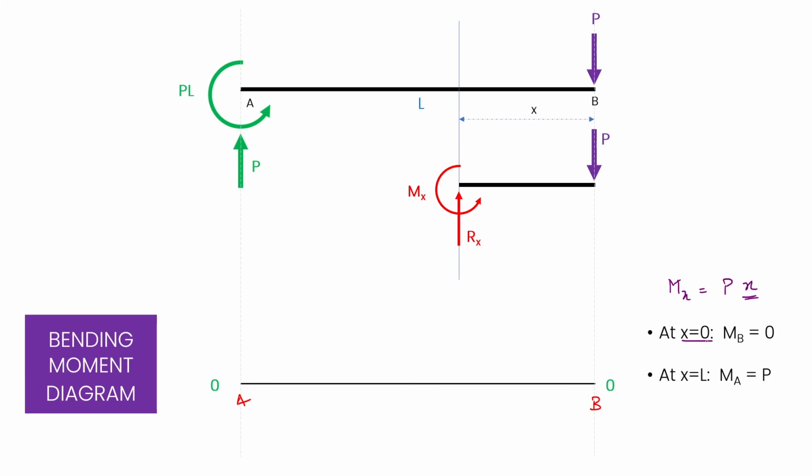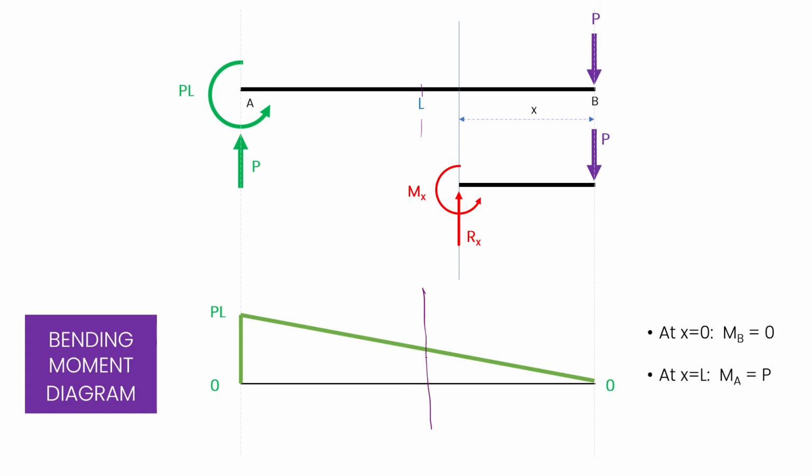We also know that at X equals 0, that is at point B, the value is 0. And at point L, which is at A, the value is PL. So this is going to be a linear diagram starting from 0, going up to PL, somewhere around here. So let's try and plot it. It will be very simple. It will go something like this and it will move down. We have a value of PL at point A and a value of 0 at point B. So this is going to be our bending moment diagram. Now, if I wanted to find anything in between, we can simply get this graph out and find the values.